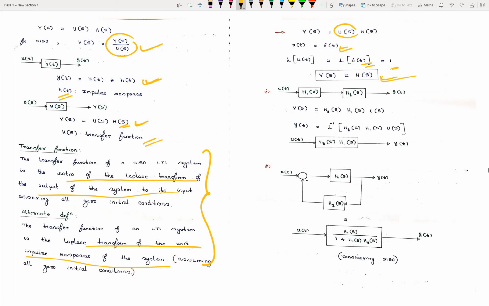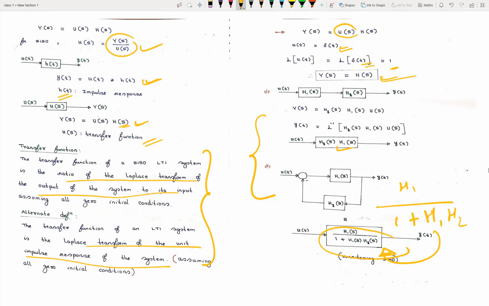These are some applications in the block diagram reduction technique. These are things I already derived last class, so I am going directly to the results. When two blocks are in cascade form, the result will be H2 times H1. When in feedback form, this is how we get it: H1 divided by 1 minus, already we have minus, H1 times H2, where H1 is in the forward path and H2 is in the feedback path. The same thing I have written here.